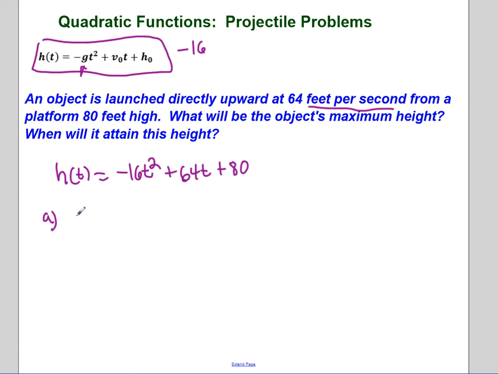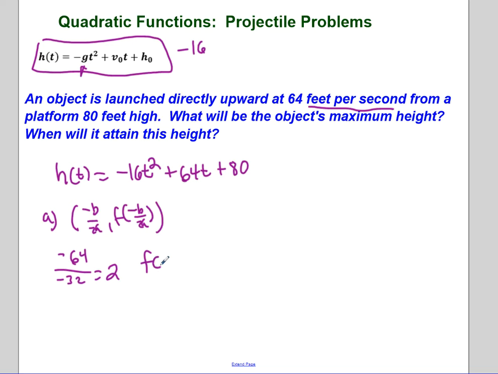A couple ways to do this problem. We could do this problem using our formula of negative b over 2a and f of negative b over 2a. That's probably the easiest. Very popular. This gives us the vertex real quick. And let's go ahead and do it that way. So we have negative b over 2a. Well, that's going to be negative 64 over negative 32, which gives me a whopping 2.